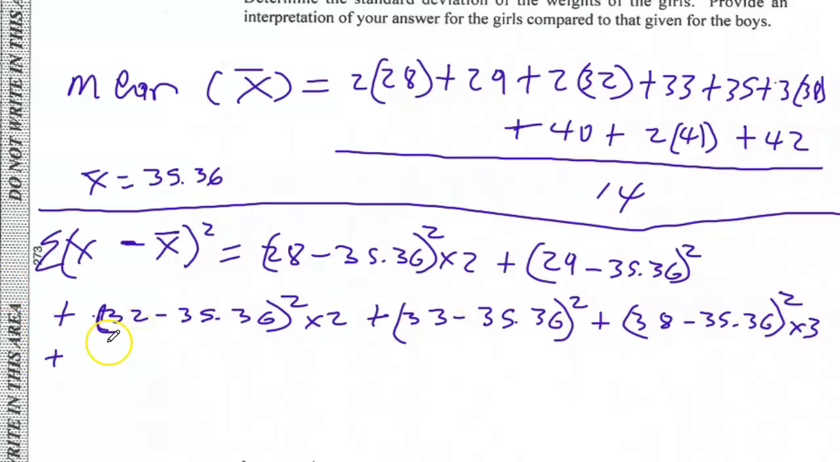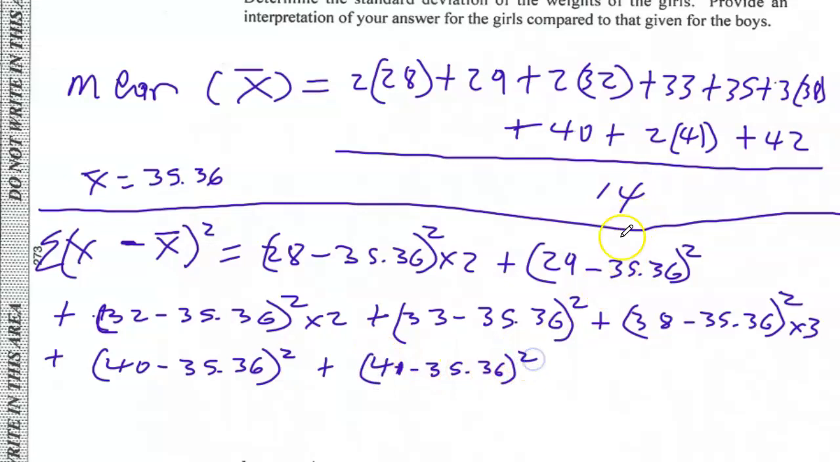Plus 40 minus 35.36. Square the result. 40 was just there once. Plus 41 minus 35.36. Square the result. 41 is there twice, multiply by 2. Plus 42 minus 35.36. So I subtract and square the result. Alright? So let me just pause the video and calculate what all of this works out to be.